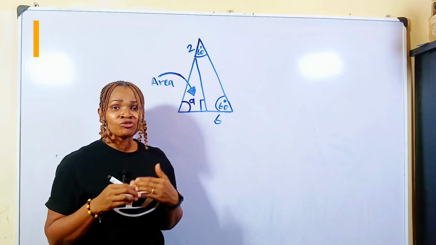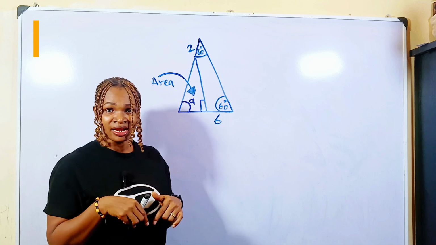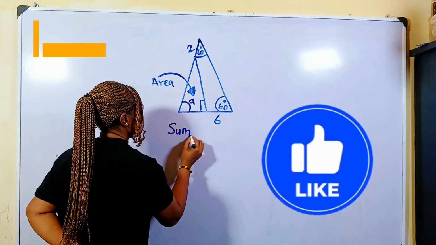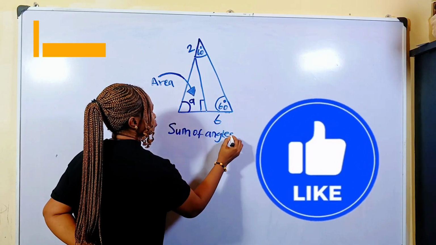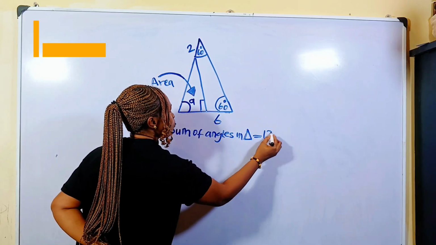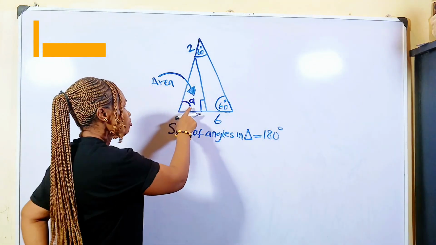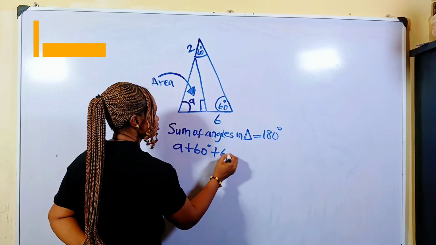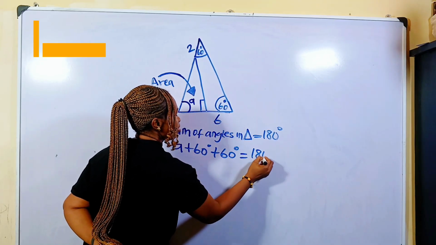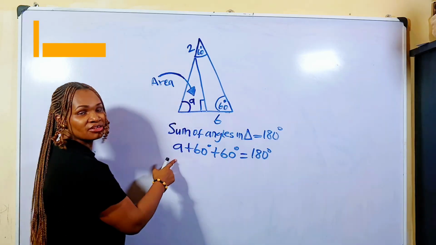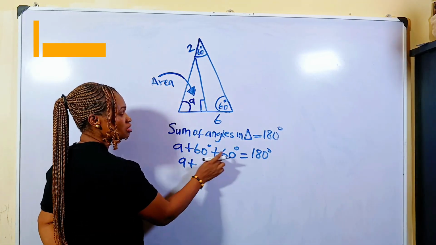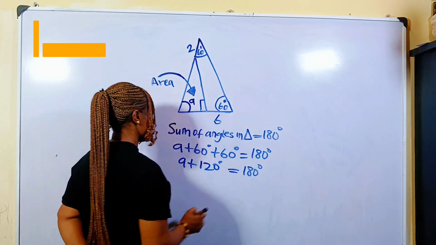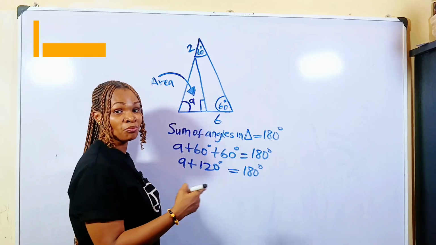Remember, the sum of angles in a triangle is equal to 180 degrees. So let's get the value of this angle. A plus 60 degrees plus 60 degrees is equal to 180 degrees. 60 plus 60 gives us 120 degrees. The next thing to do is to subtract 120 from both sides.